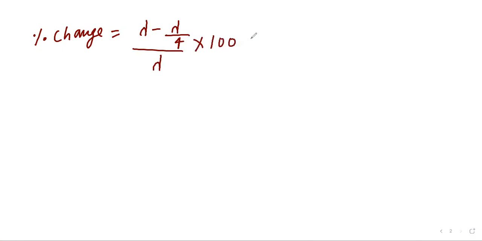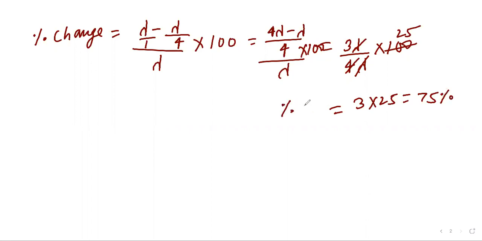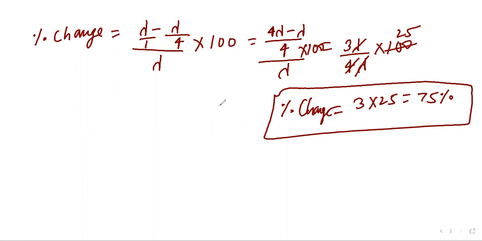One additional question asked in the previous one is, you have to find the percentage change. So how will you do it? It will be the initial minus final, divided by initial, into 100. So take the LCM, it will be 4. The numerator will be 4 lambda minus lambda divided by lambda. Then it will become 3 lambda upon 4 lambda, so lambda and lambda get cancelled, into 100. 100 divided by 4 is 25. So 3 into 25 will be equal to how much? 75. So the change in percentage will be 75% in lambda. This is the additional question asked in that.